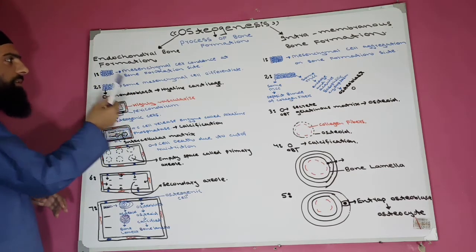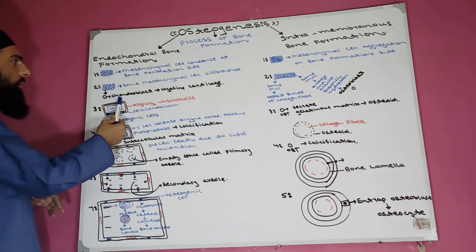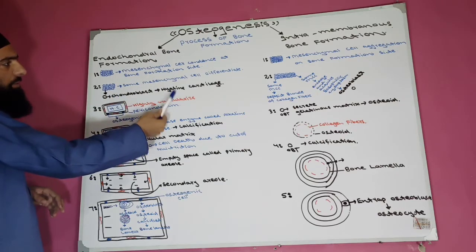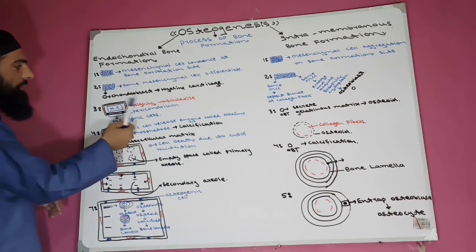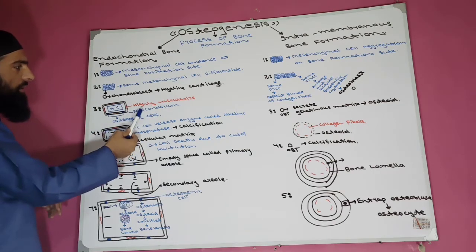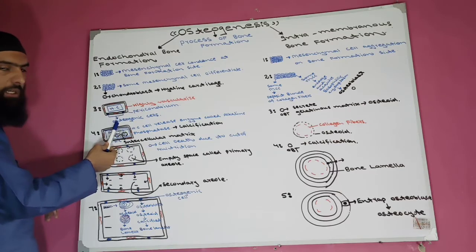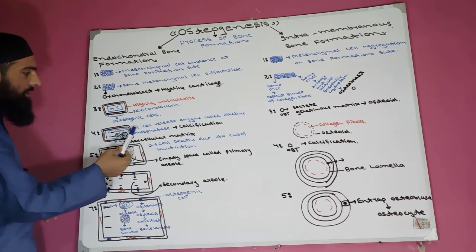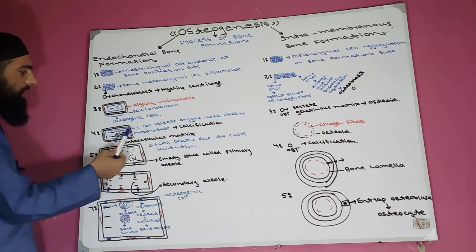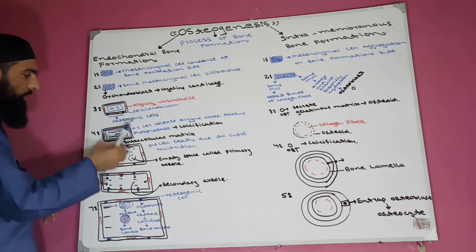In second step, some mesenchymal cells differentiate into chondroblasts, and chondroblasts form hyaline cartilage. In third step, the hyaline cartilage is surrounded by a membrane called perichondrium, and this perichondrium is highly vascularized and has osteogenic cells. In fourth step, the chondroblast cells release alkaline phosphatase, which causes calcification between the matrix of chondroblasts and around chondroblasts.